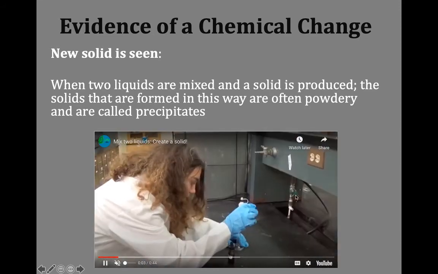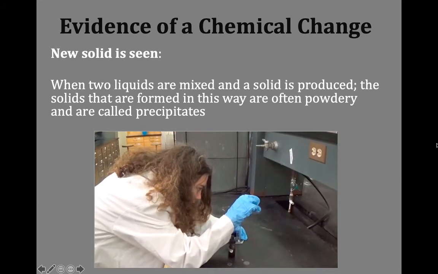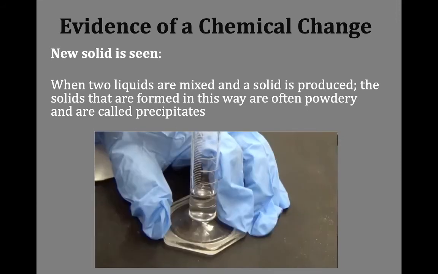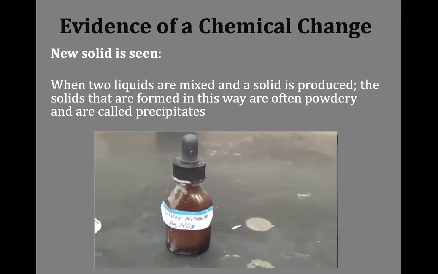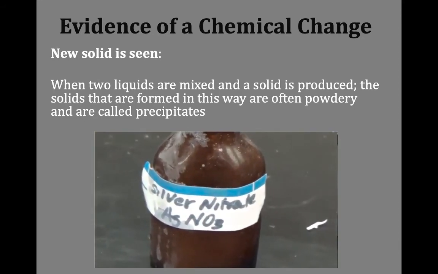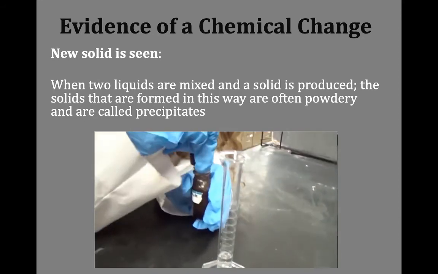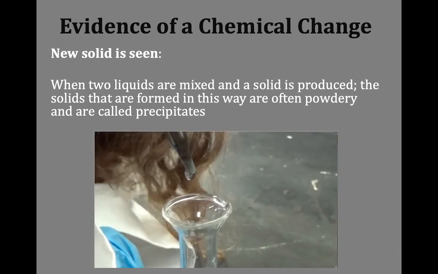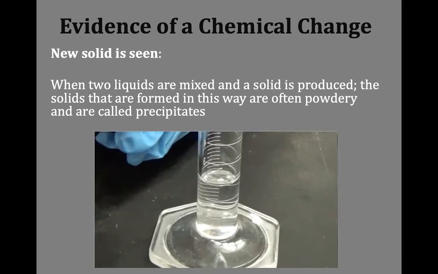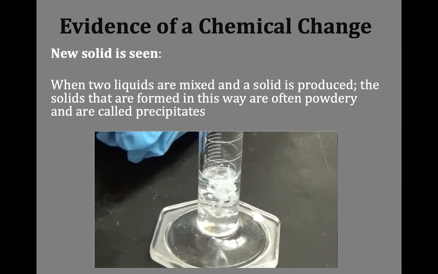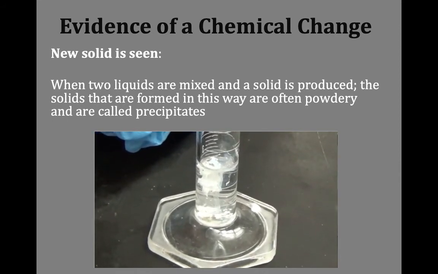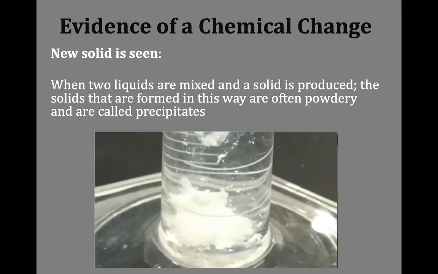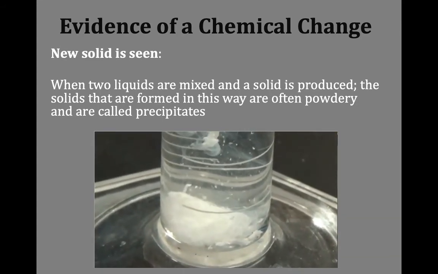So you've got a liquid there, and she's pouring it into a graduated cylinder. So that's our first liquid. Our second is in this particular bottle, and she's going to take some and mix them together. As she's pouring the liquid drop by drop into the graduated cylinder, you'll notice that a white substance is being formed. Those were two liquids that were mixed together to form this solid.